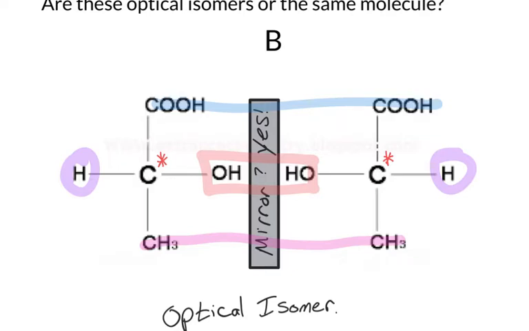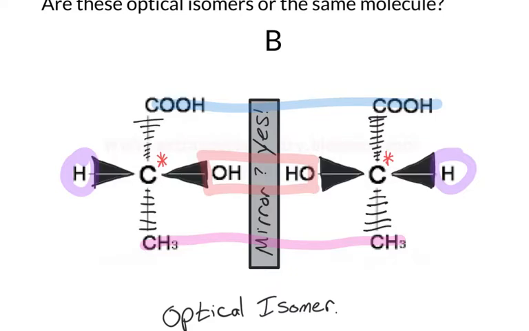Now this one's a little bit trickier because you can't see what's going forward and back, so let me draw those in for you. Everything going vertical is going away from you. Everything in the horizontal plane is coming towards you, so they should be bolded. And in this case, we have nothing that's in the same plane as the carbon that is asymmetric.